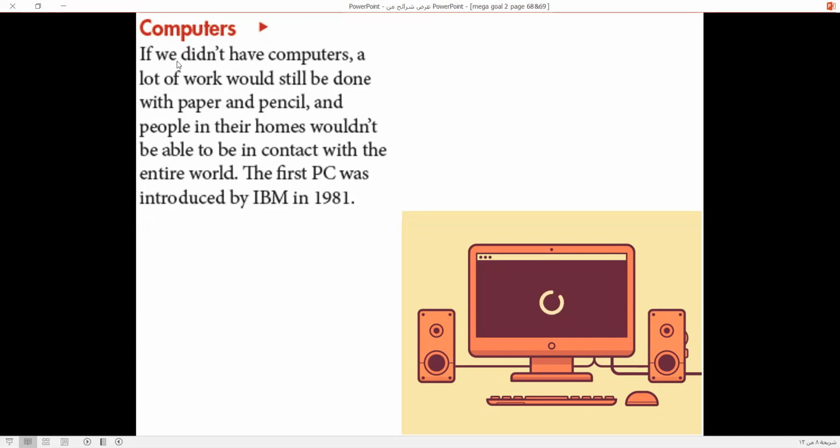Computers. If we didn't have computers, a lot of work would still be done with paper and pencil, and people in their homes wouldn't be able to be in contact with the entire world. The first PC was introduced by IBM in 1981. Okay, so here about computers.